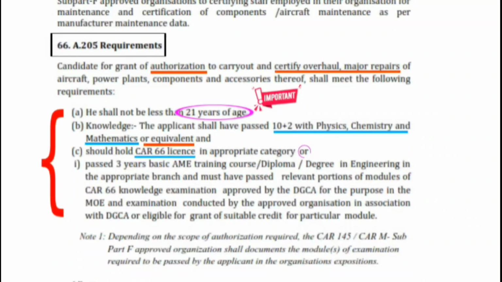Or suppose if the applicant does not have an AME license, he should have completed basic AME course of 3 years, and if this is also not there, he should either have a degree or diploma in engineering. If you skip the AME license requirement, other than license holder who is going for component certifying staff authorization should have passed the relevant module.